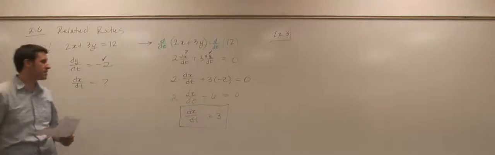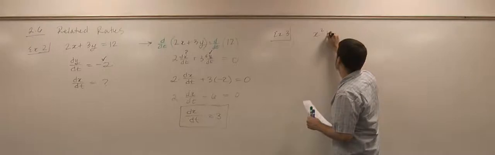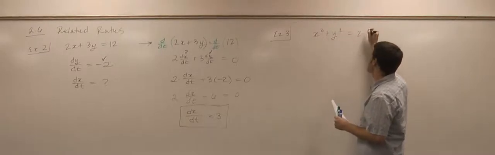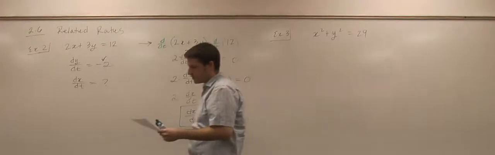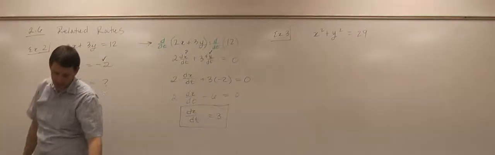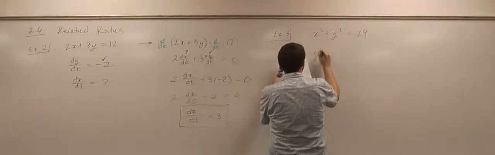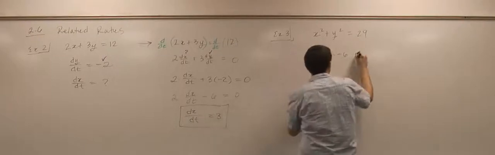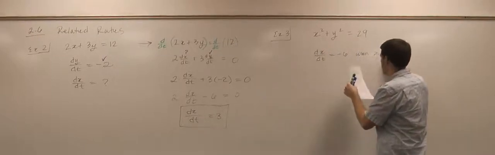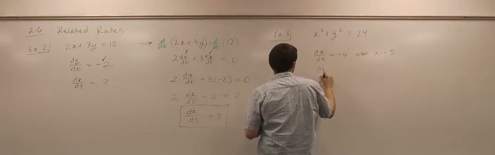So 3 is similar, but slightly more complicated because I give you a more complicated equation. I'm giving you x squared plus y squared equals 29. y and x are both differentiable functions of time. And then I give you 2 quantities. I say dx/dt equals -6 when x equals 5. And I want to know what dy/dt is.